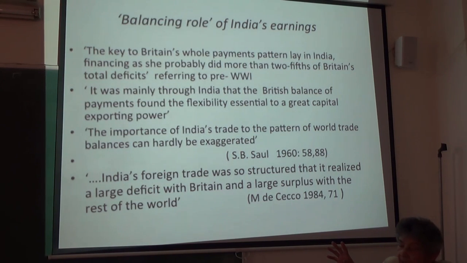All right? Now all this is very good, but it is incomplete and somewhat misleading. Because the point is that when Di Cecco says that India's trade was so structured, that is, he's saying correctly, that it is deliberately structured in that manner, which was true, that it realized a large surplus with the rest of the world, that we know, I've shown you the data, and it realized a large deficit with Britain, which is the same as Britain having a large surplus with India.